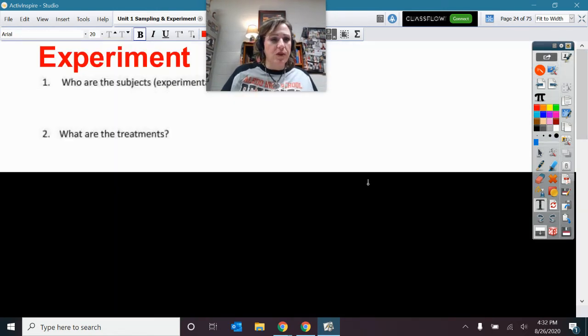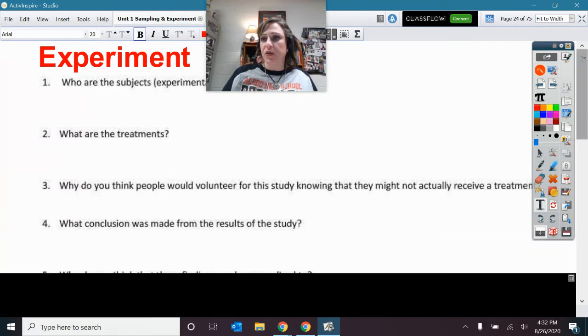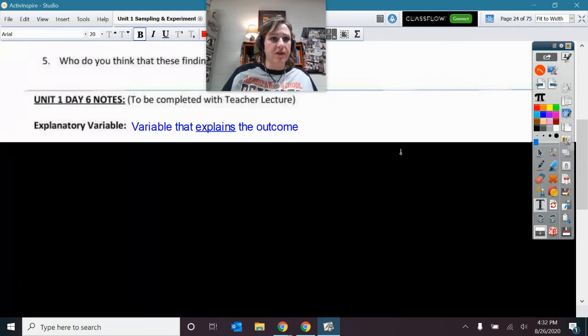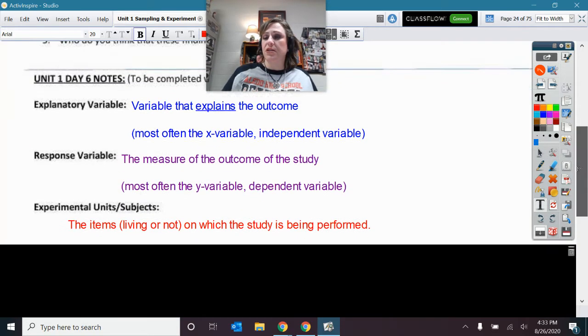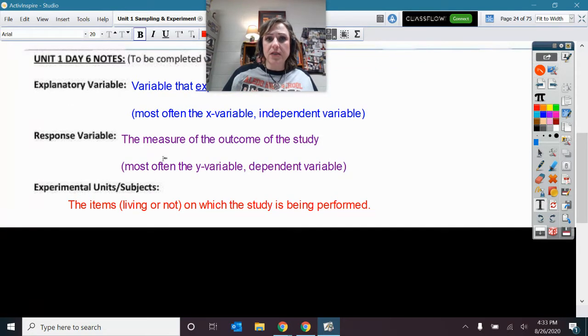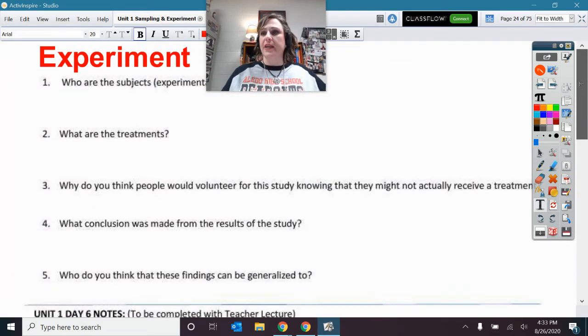So the first question asks who are the subjects or the experimental units. Okay. So if we take a look at our vocabulary down here, our experimental units or our subjects, those are the items, whether they're living or not. If they're tomato plants, in this case, they were people who suffered from the osteoarthritis pain of the knee, on which the study is being performed, okay? So we'll go ahead and tap that in here on this top part. So here we go. All right, here we go.